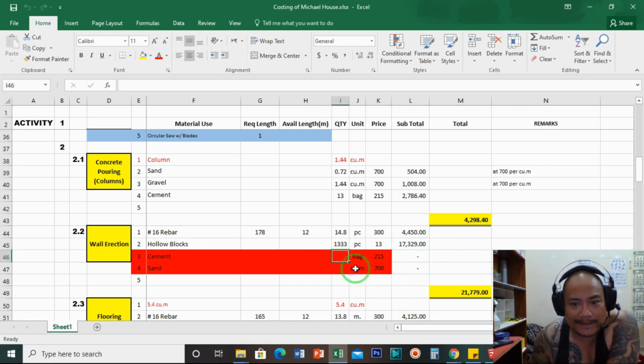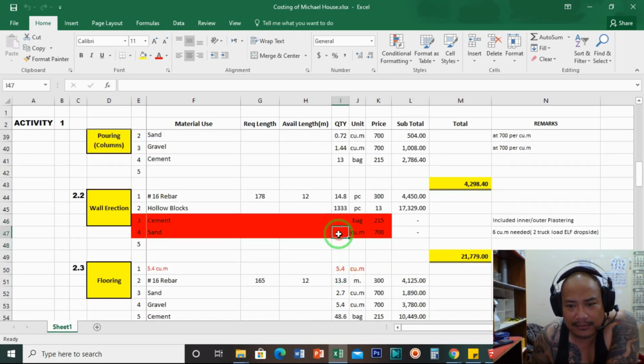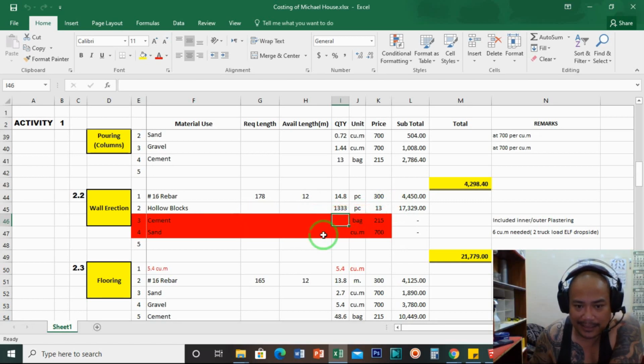Cement for wall erection, I did not compute this one. Why did I not compute this one? And sand for mortar and for mortaring and plastering. So anyway, I will not include this one, as of now.